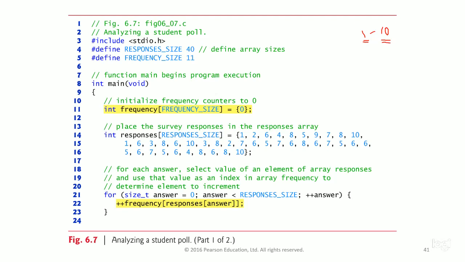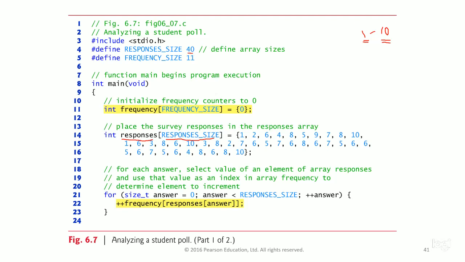And so what we want to do in this program is we have 40 responses from students. So in this case we have those responses inside an array called responses, the size of which is represented by this constant, RESPONSES_SIZE.